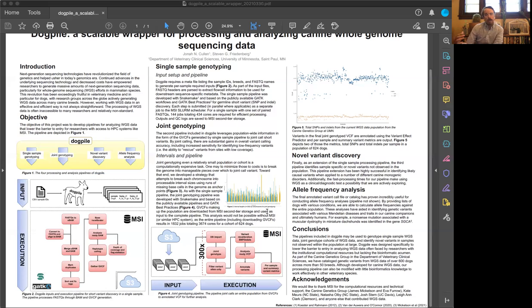We, the Canine Genetics Group in the Department of Veterinary Clinical Sciences, have processed whole genome sequence data for over 600 dogs across more than 50 breeds. And in collaboration with various research groups, have successfully employed these pipelines to aid in the disentangling of the genetic basis of various disorders and traits in our canine companions and ultimately humans. Finally, although developed for canine researchers, our pipelines can be modified with relatively little bioinformatic know-how to work effectively in other veterinary species.